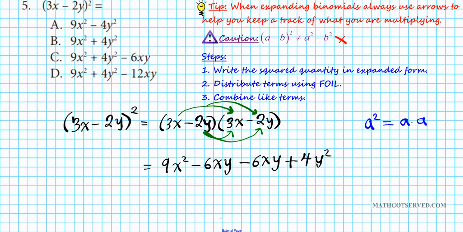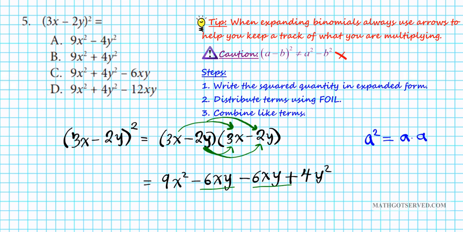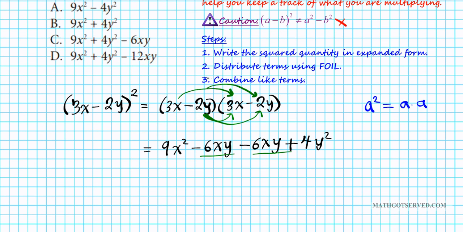If you examine this closely, you'll notice that the two terms in the middle are like terms. Okay, so what do we do with like terms? As we talked about in step number 3, we combine like terms. Okay, so we will have, let's rewrite this. Let's write the squares first. 9x squared plus 4y squared. If I combine negative 6 minus 6, I get negative 12xy. Answer is option letter D.